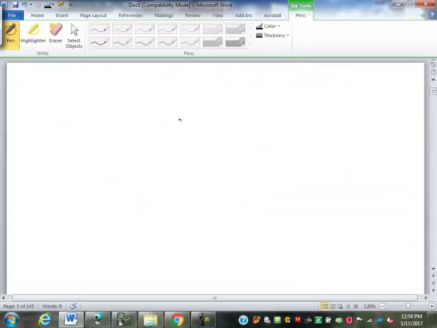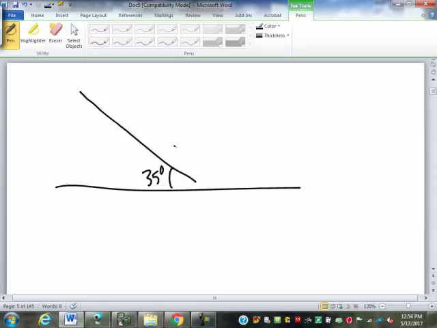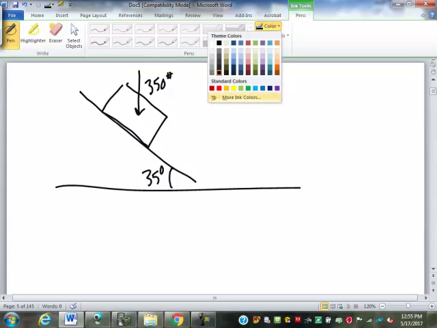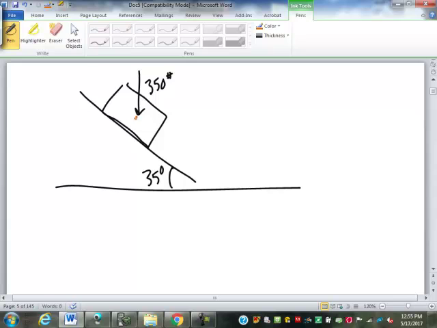Now a little bit of review of our inclined planes. Let's say we have a 35 degree inclined plane, and I've got a 350 pound box. So what I'm going to do is I'm going to draw it like that, because gravity, of course, pulls straight down, right? Well, we're going to break this force into two forces. This one and this one.